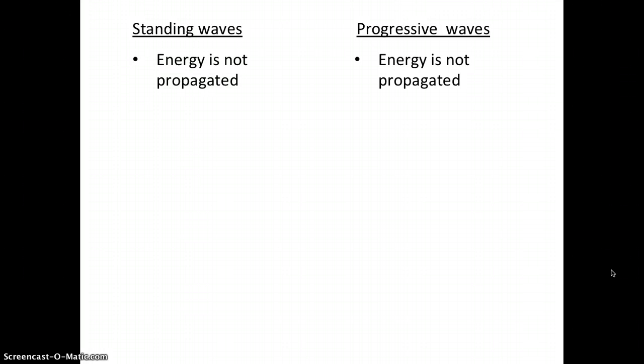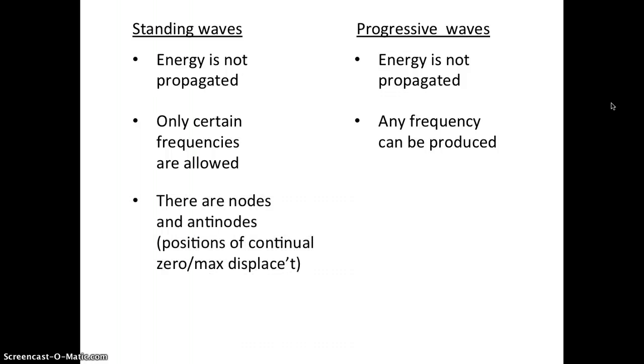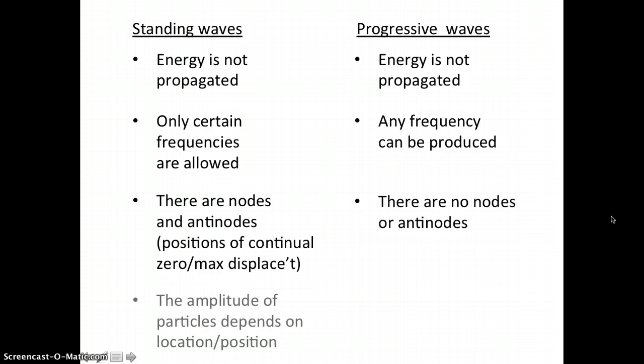Standing waves and progressive waves are different. Standing waves don't propagate energy, whereas progressive waves, or traveling waves, do. This should say energy is propagated. Standing waves can only be produced at certain frequencies. That's not the case for progressive waves. Standing waves have nodes and antinodes. That's not true for progressive waves. There are no positions on progressive waves that are always at zero displacement.